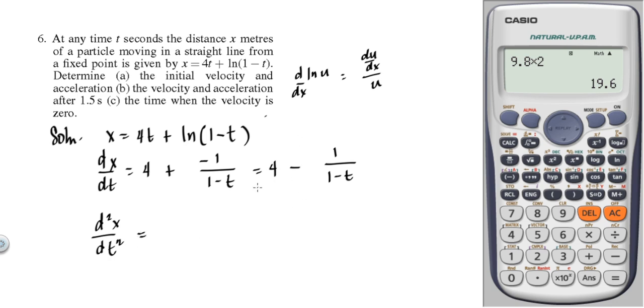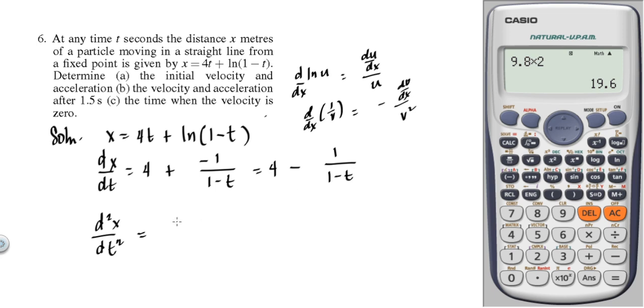Derivative of 4 is 0 because it is a constant. Then, derivative of minus 1 over 1 minus t. Remember the reciprocal derivative of 1 over v with respect to x? This is minus dv over dx over the square of the denominator. So we have a negative here, and one more negative. Minus, minus, minus, or plus na. Then, what is the derivative of v?